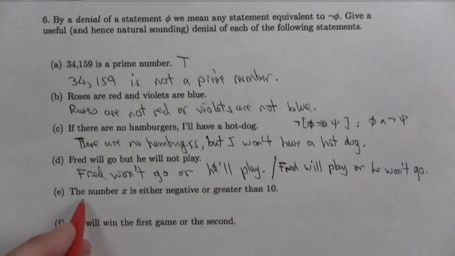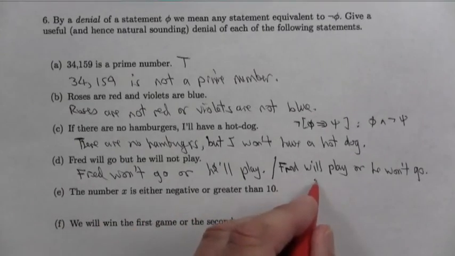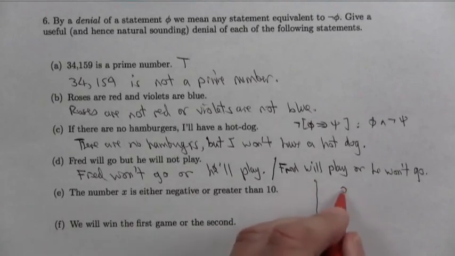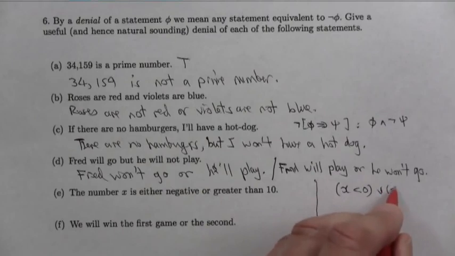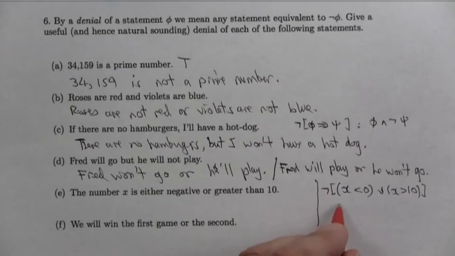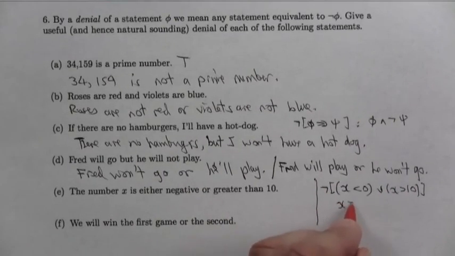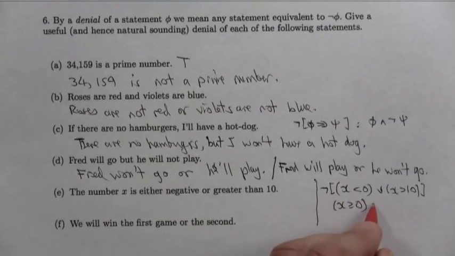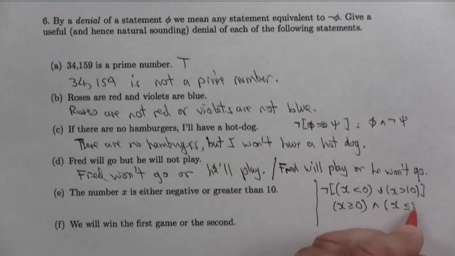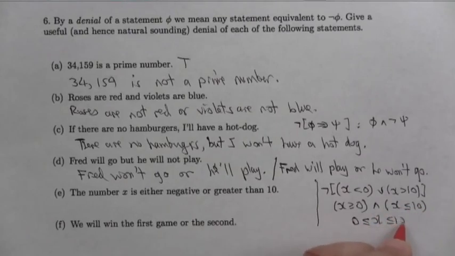This one is actually messy if we do it in English, but it's much easier to do it symbolically, so let's do it symbolically first. The original statement is that x is negative, or x is greater than 10. Now if we take that statement and negate it, then the x less than 0 becomes an x greater than or equal to 0. The or becomes an and. X greater than 10 becomes x less than or equal to 10. So that just becomes 0 less than or equal to x less than or equal to 10.